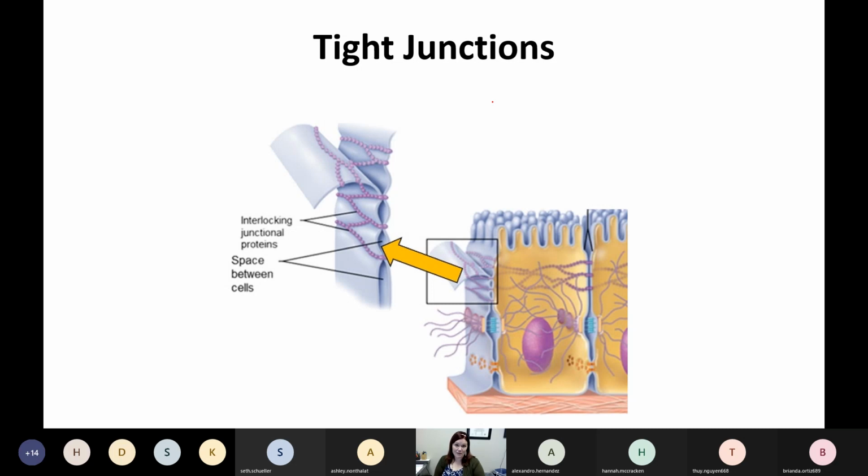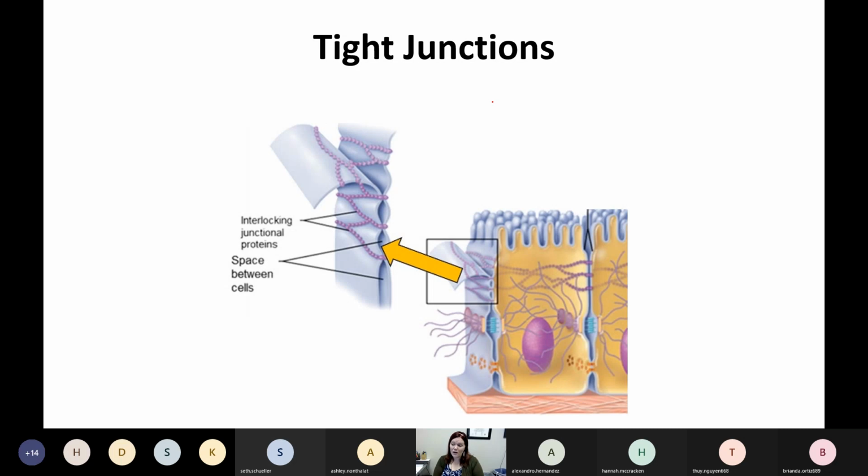No keratin here. Tight junctions are not made with keratin. They're made with a different protein that I'm not going to make you learn, but I need you to know for sure that I don't use keratin to build tight junctions. I use keratin to build desmosomes. It helps me to anchor my cells together in all kinds of directions. But when I talk about tight junctions, I do not use keratin for that.